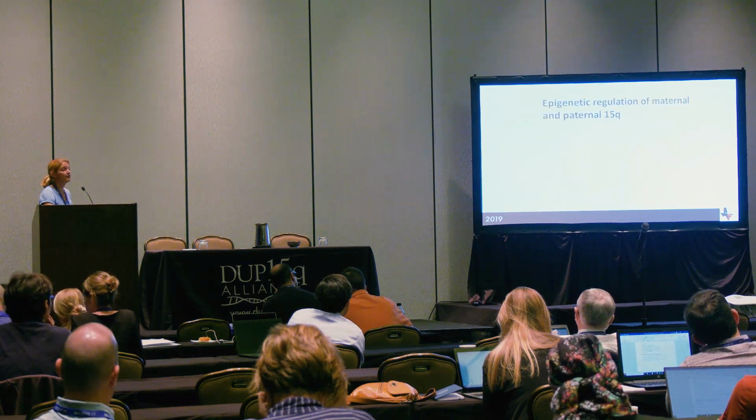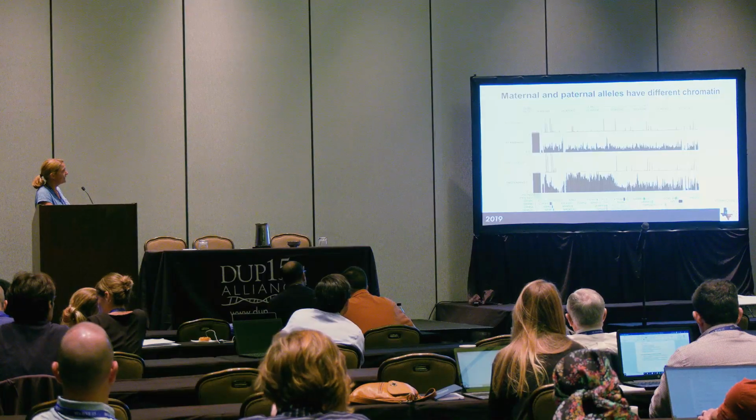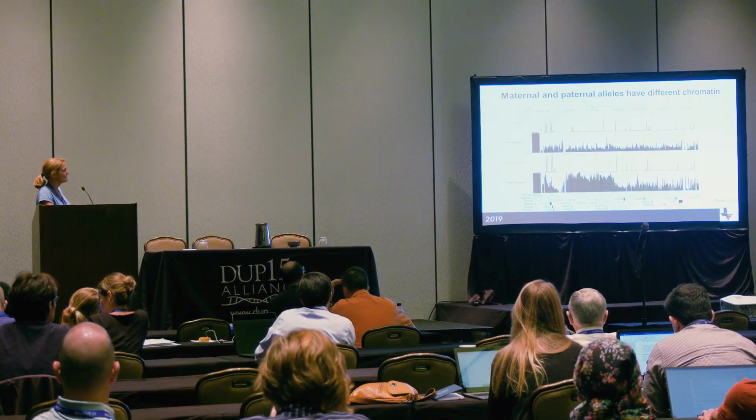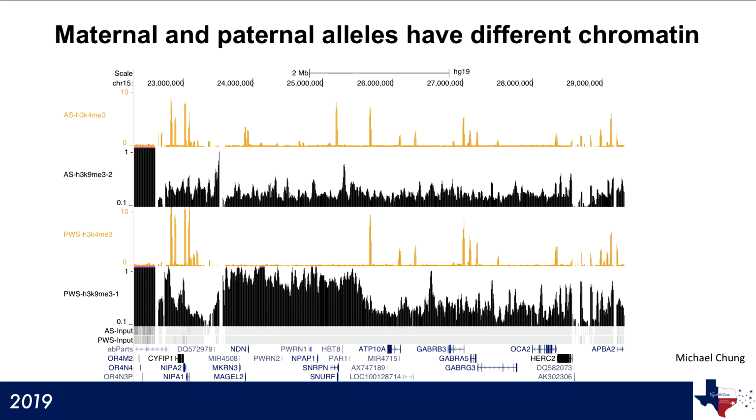So if you'll indulge me for the last couple of slides here, I'd like to tell you about some of the work we've done in the epigenetic regulation of maternal and paternal 15q. Because again, in our studies of Angelman and Prader-Willi syndrome, we've learned some interesting things about this chromosomal locus. One of the ideas we had was to map the chromatin states of maternal and paternal 15q11 to q13 independently. We have these great cell lines that have deletions of mom's copy and deletion of dad's copy.